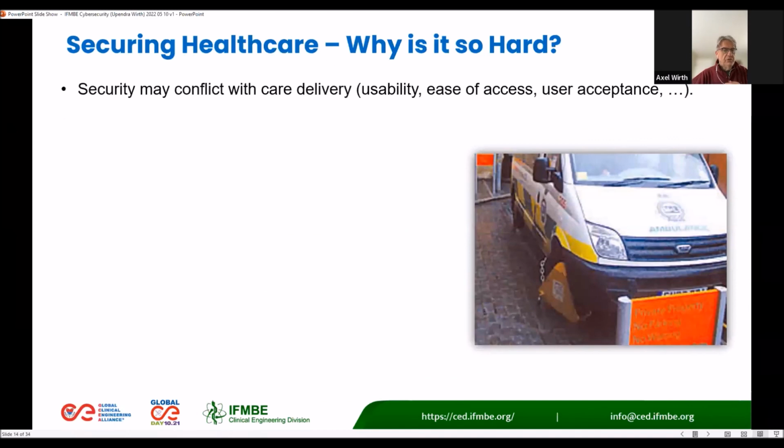So why is it so hard to secure healthcare? And there are many reasons. I'm just giving a couple of examples here. So for example, security may conflict with care delivery. It may impact the usability, the ease of access, or the user acceptance of devices or software solutions.